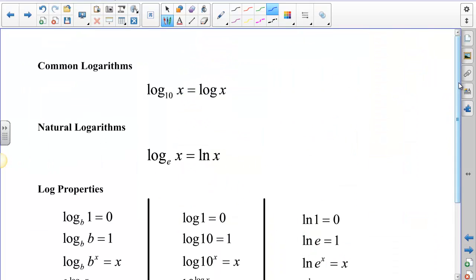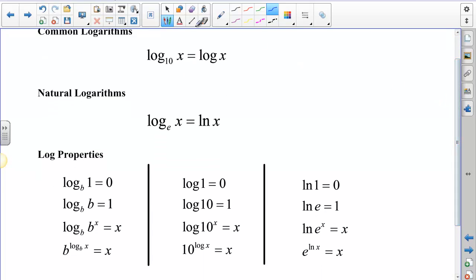A couple special logarithms that we'll see are when we have the base 10. And when we have the base 10, that's called a common logarithm. And so we just write log of x. So if you just see log of x with no base, you know the base is 10. Likewise, if I said, what is the log of 100, you'd say 10 to what power is 100, and that would be equal to 2.